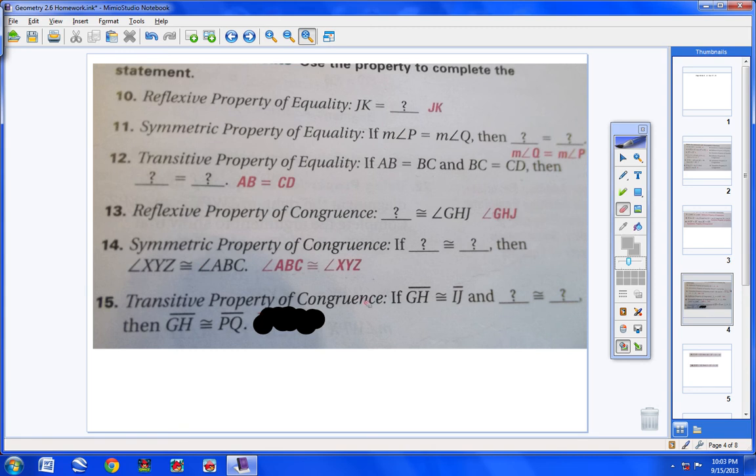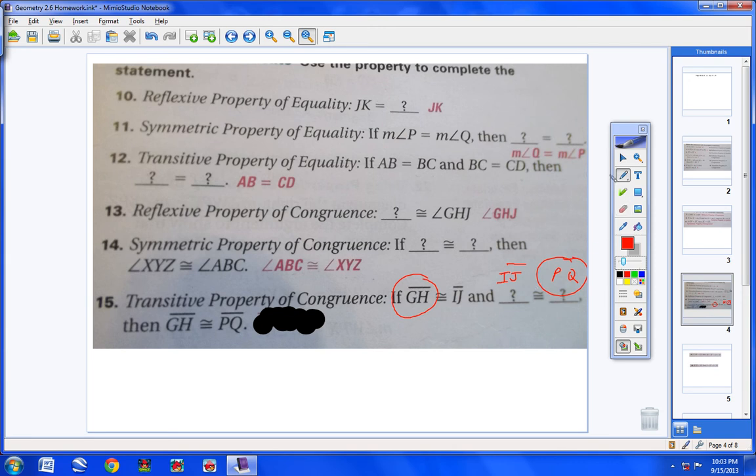Transitive property of congruence. GH is congruent to IJ. And then notice down here they have GH all the way to PQ. Now think that through. I would have to say GH is congruent to IJ, and then I'd have to say IJ is congruent to PQ. Wouldn't I? See if that makes sense. Watch. GH is congruent to IJ. IJ is congruent to PQ. Thus, GH is congruent to PQ.